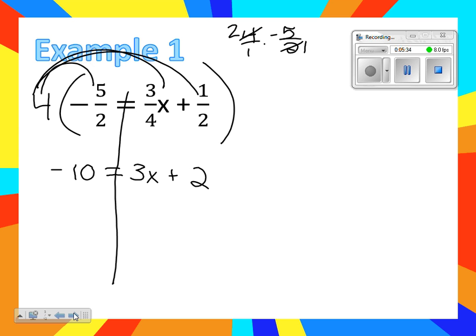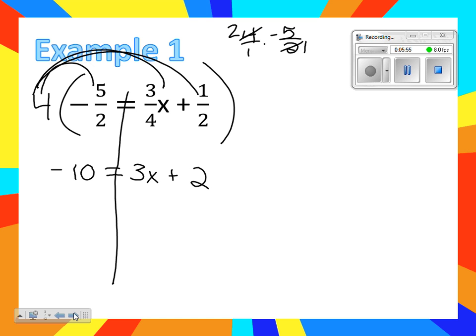Step 3, combine like terms. Anything to combine on this side? No. Anything to combine on that side? Anything match? No, they don't match. Okay, you with me? If you had a 3x and a 2x, you could combine them and make 5x, if they matched. But if they don't match, you're just going to leave them. Okay, so skip step 3.